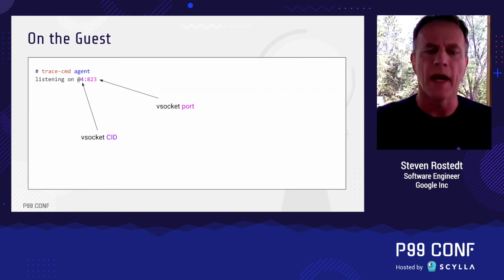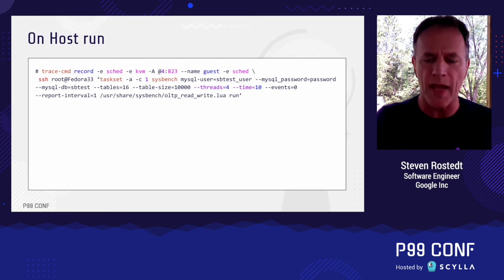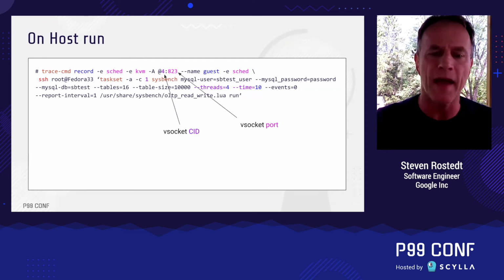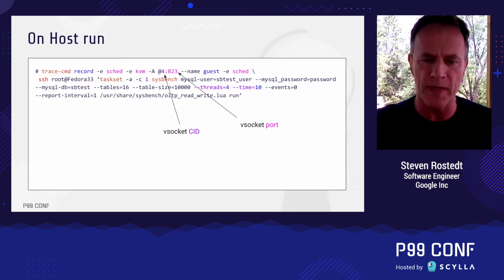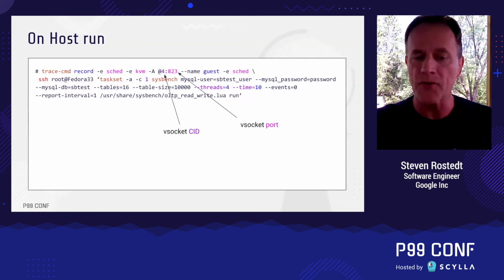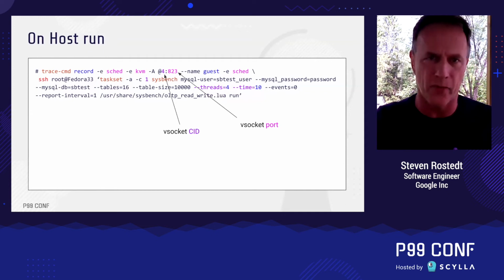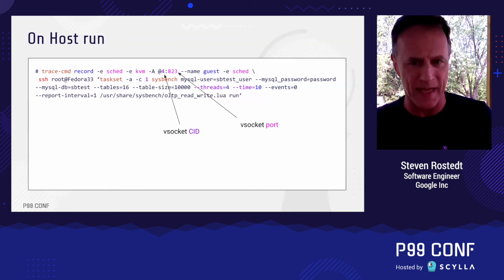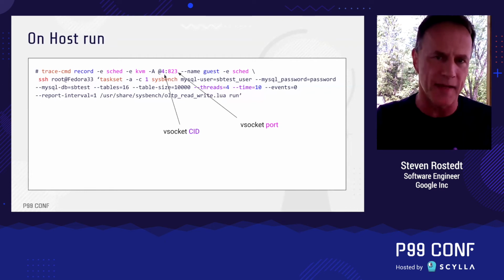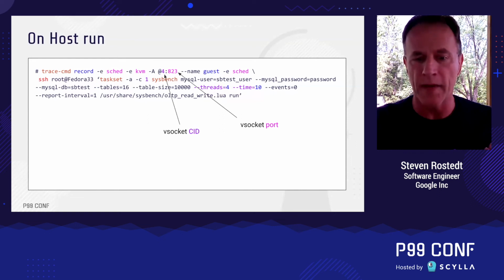On the record side, I do the same thing as before with trace-cmd record, but I also add the -A with @4 and 823 to specify which guest I want to connect to. I also give it --name guest because this will create two different files. It'll be trace.dat for the host, and if I left off the name, the guest file would be something like trace-4:823, which isn't very human readable, and I'd rather have a human readable name. So if you put name guest, it will change it to trace-guest.dat. And then everything after this is the commands that I'm telling the guest to do.